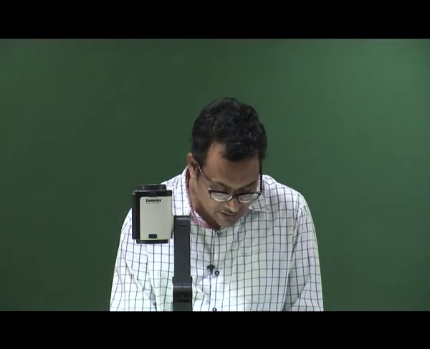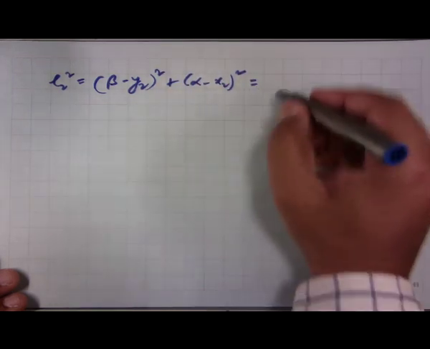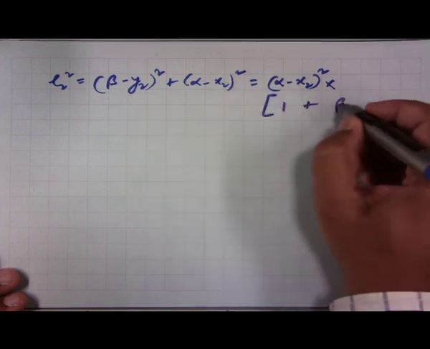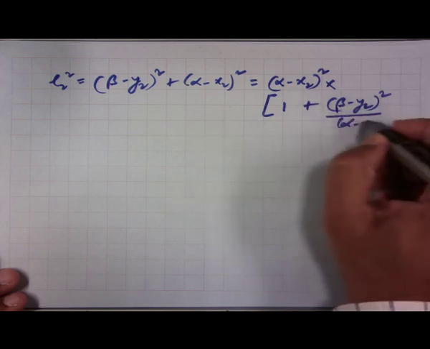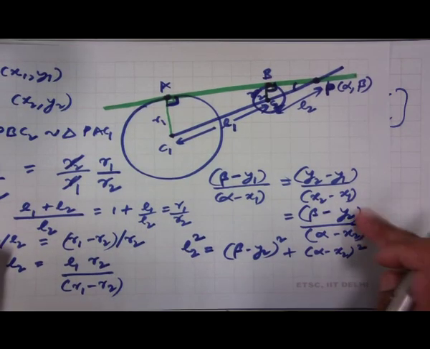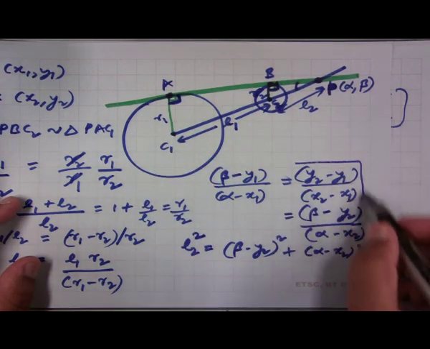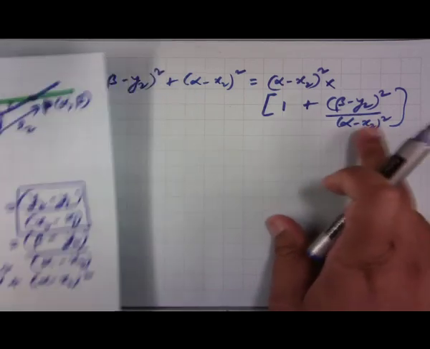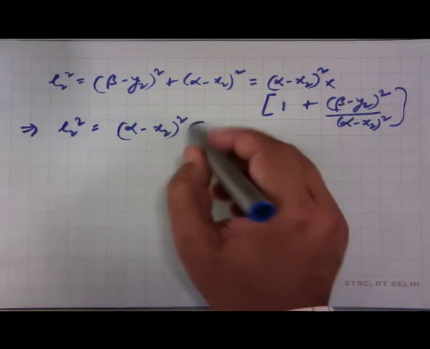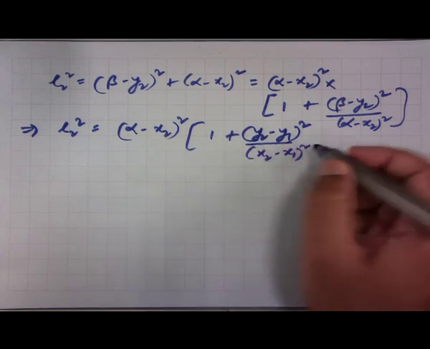So, in the previous slide we had L2 square is beta minus y2 whole square plus alpha minus x2 whole square, which is equal to, taking alpha minus x2 whole square as common outside, this multiplied by 1 plus beta minus y2 whole square by alpha minus x2 whole square. But beta minus y2 divided by alpha minus x2 is nothing but the slope of this straight line joining the centers of the two circles, which is actually equal to this quantity here. So, we can replace this by the value. That implies that L2 square is alpha minus x2 whole square into 1 plus y2 minus y1 whole square upon x2 minus x1 whole square.